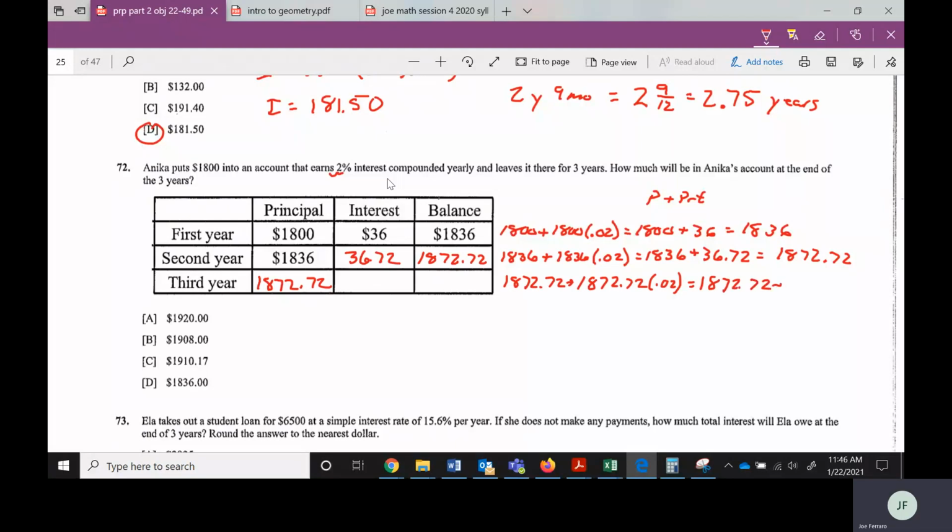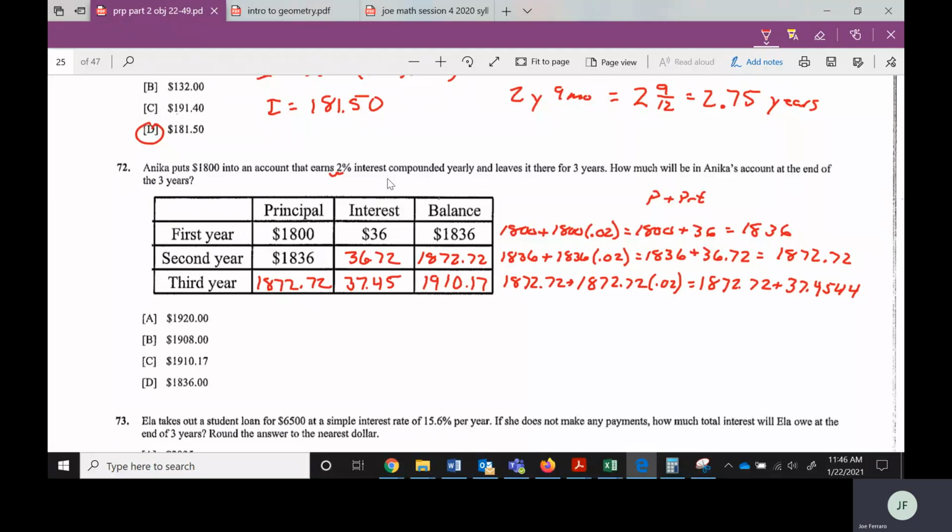It gets longer to write. When you multiply that, it gives you, and I'll write it all out, but then you'd round this to $37.45. And then you add those together, and you get that. Okay? So now, that's how much you would earn.